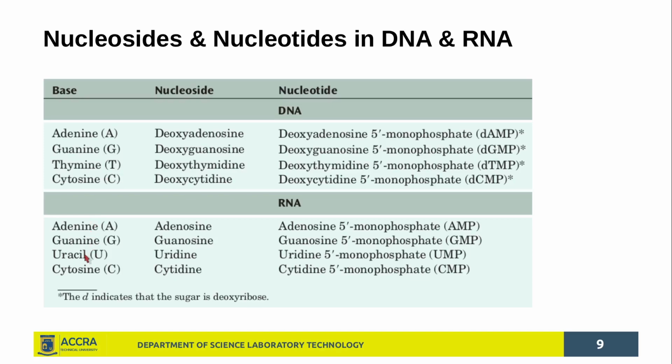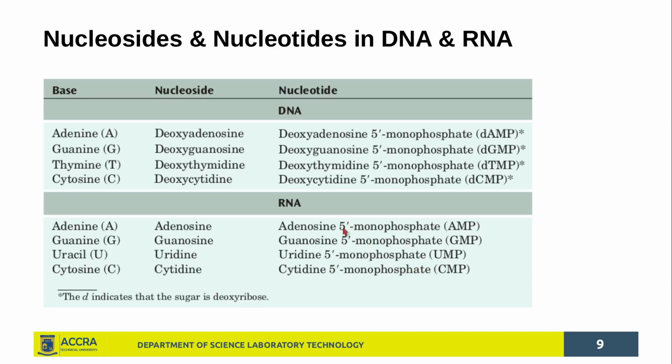That's the only difference. And then because of the ribose sugar, you do not have the suffix deoxy in the name. You have adenosine, guanosine, uridine, cytidine. Then the nucleotides out of these, when the phosphate group is attached, you have adenosine monophosphate, guanosine monophosphate, uridine monophosphate, and cytidine monophosphate.